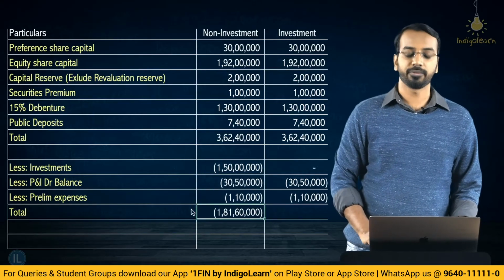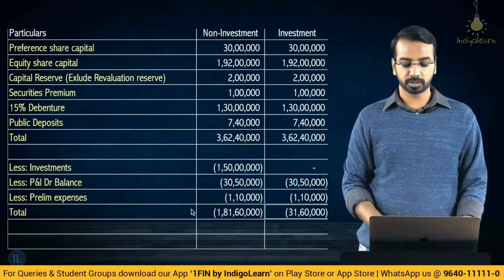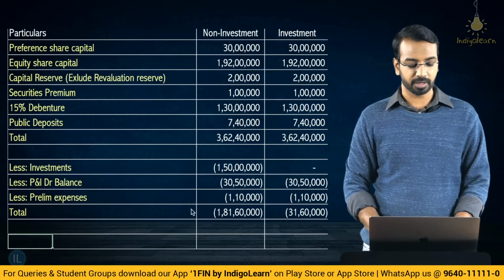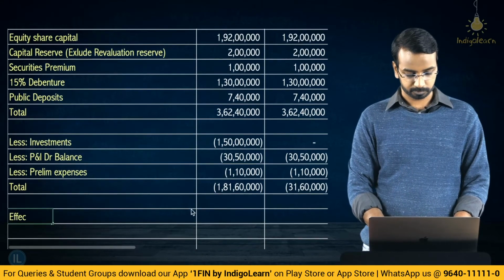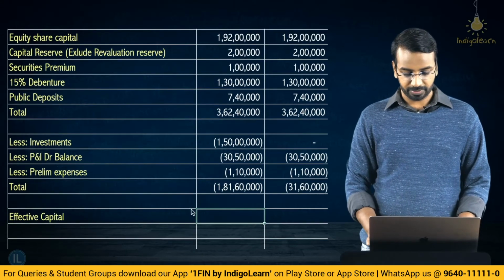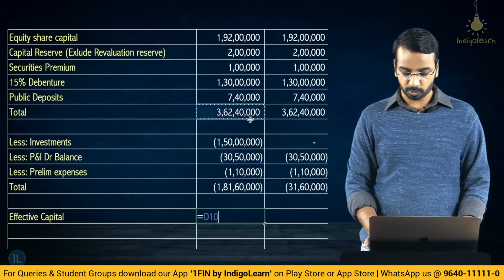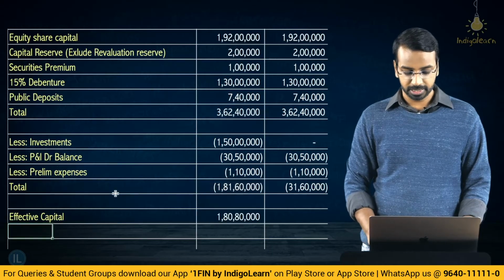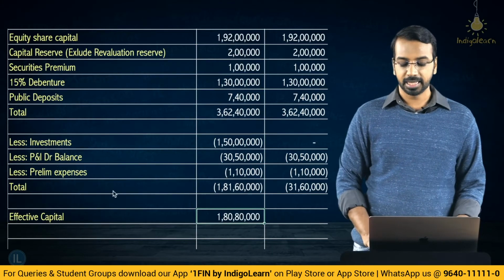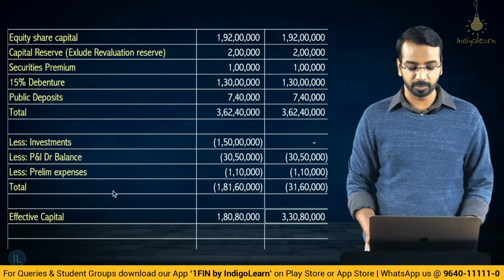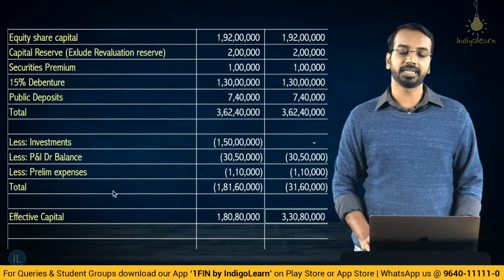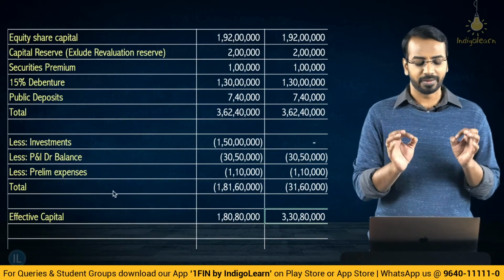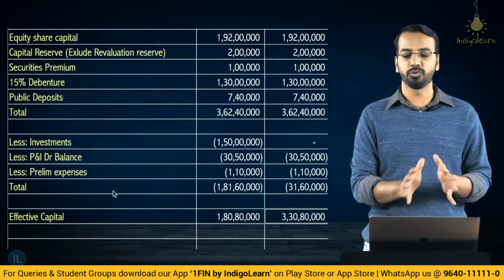This works out to 1 crore 81 lakh 60,000 and this works out to 31 lakh 60,000. So what is the effective capital? Effective capital is 3 crore 6240 minus 18160. Here it is 1 crore 80 lakhs 80,000 and here it will be 3 crores 30 lakhs 80,000. This is the effective capital. Very simple and straightforward question, nothing much which is complicated.